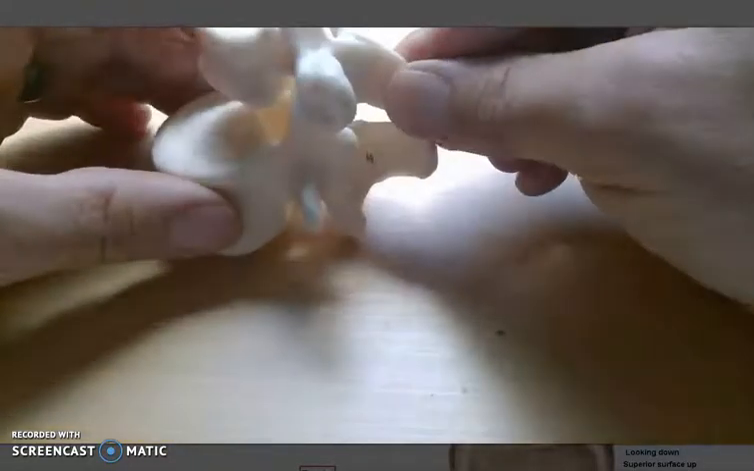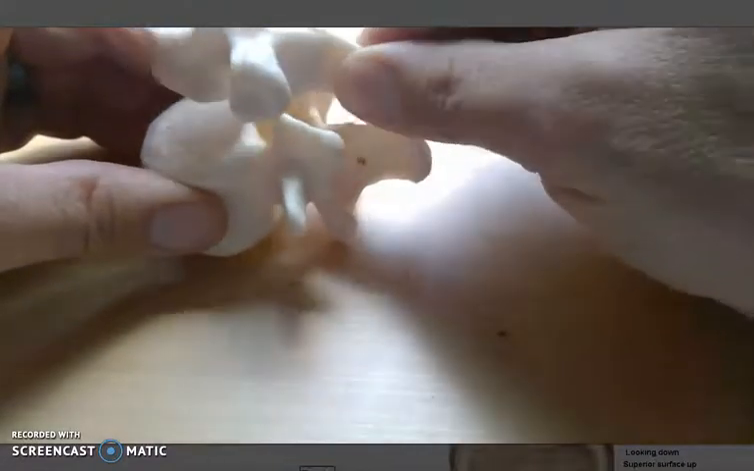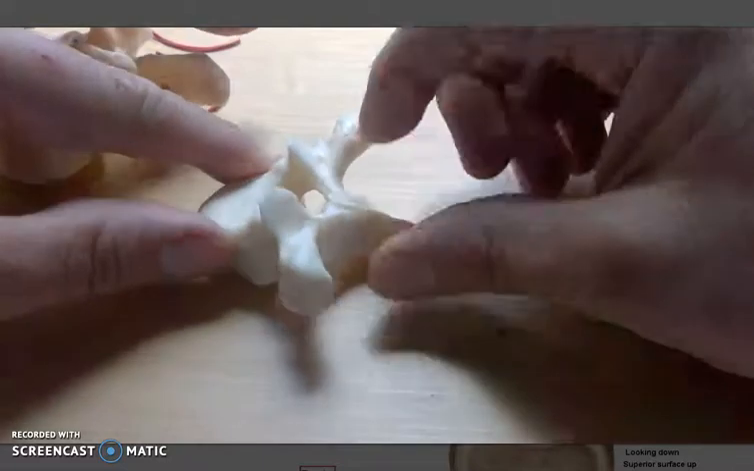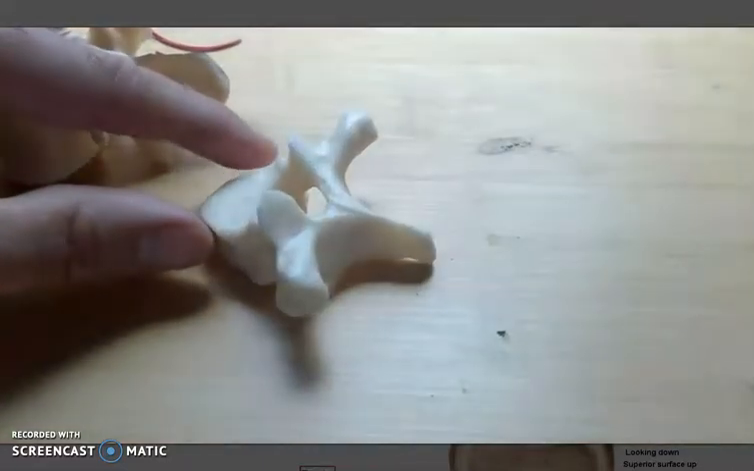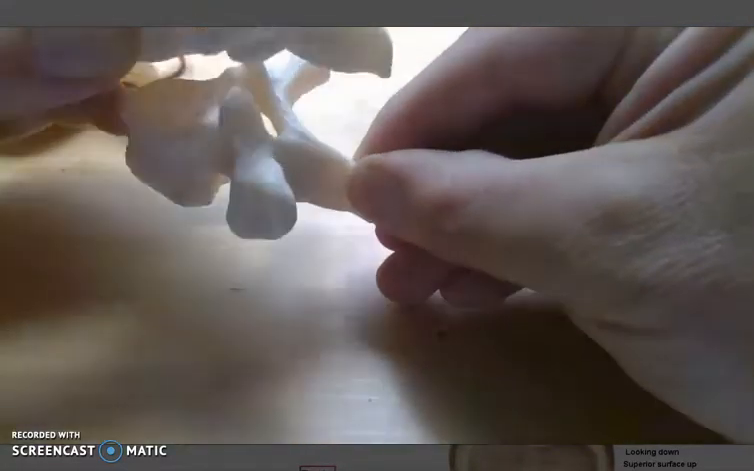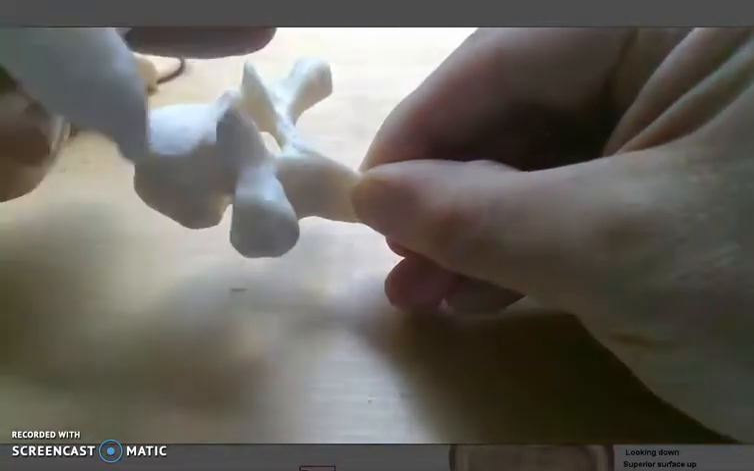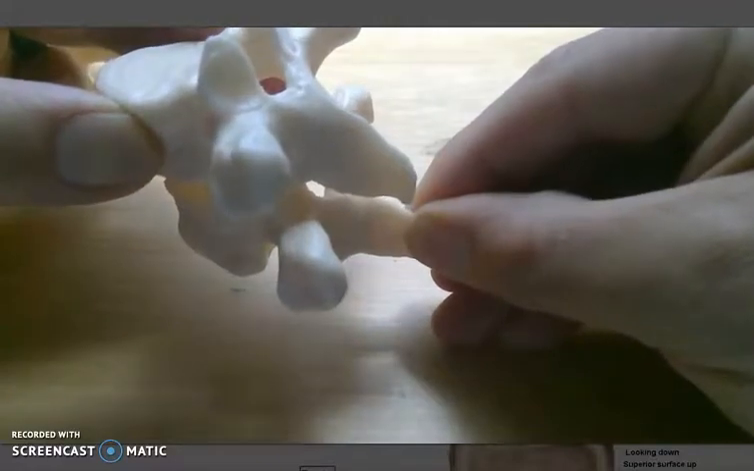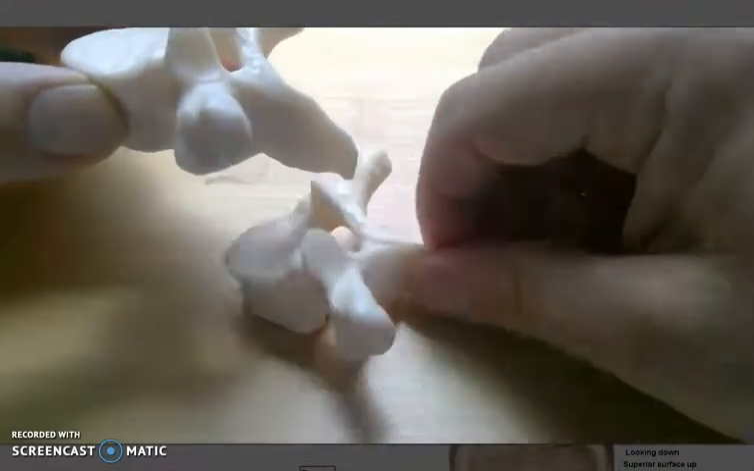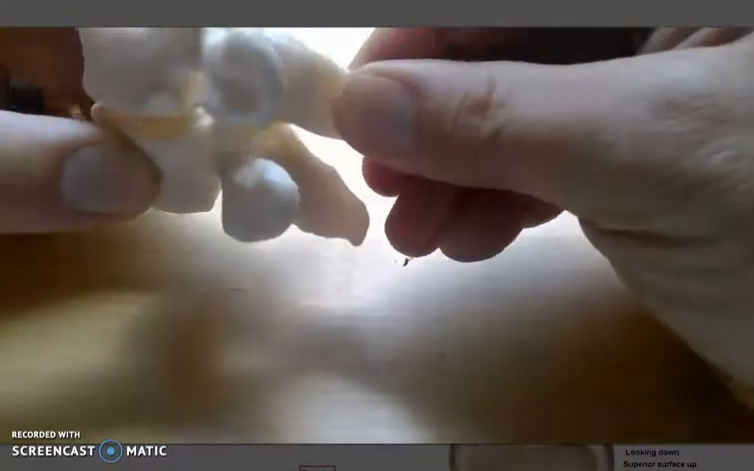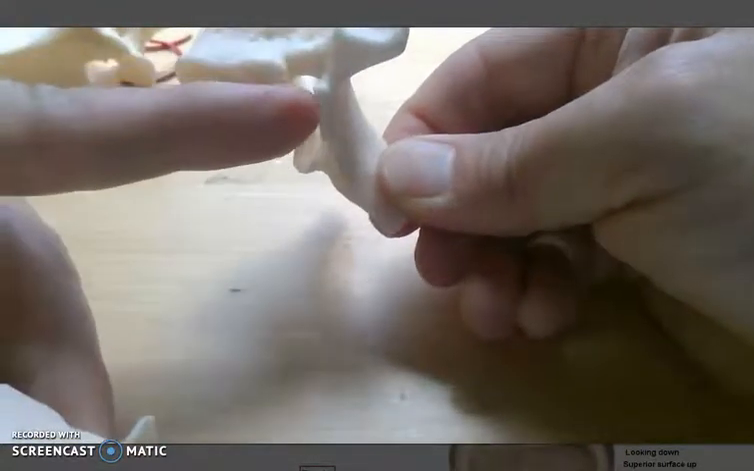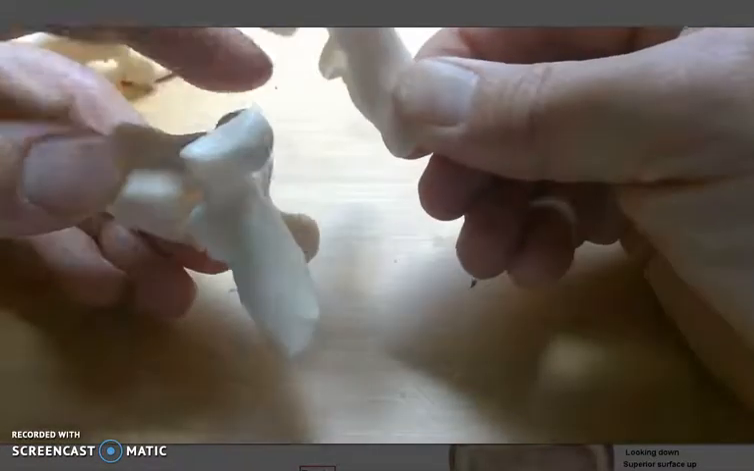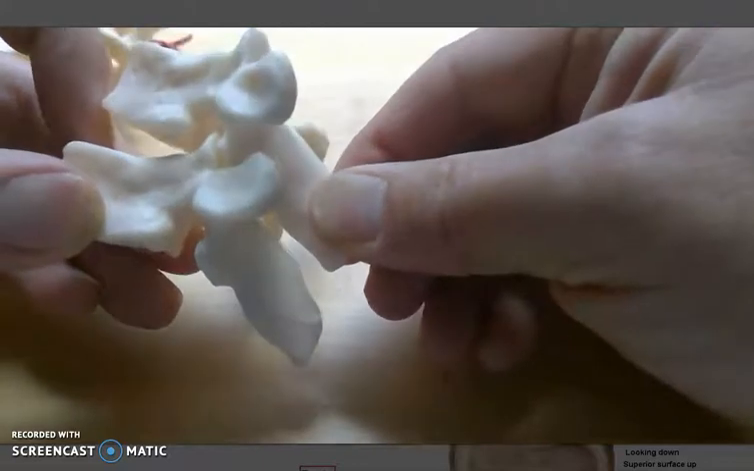This does not go together like this, by the way. So this would be the superior articulating process. So I have my two vertebrae here. See the superior articulating process? This one sits on top of it like so. Now what articulates with it underneath, this one right there, would be the inferior articulating process. So see how they come together, superior, inferior, they come together.